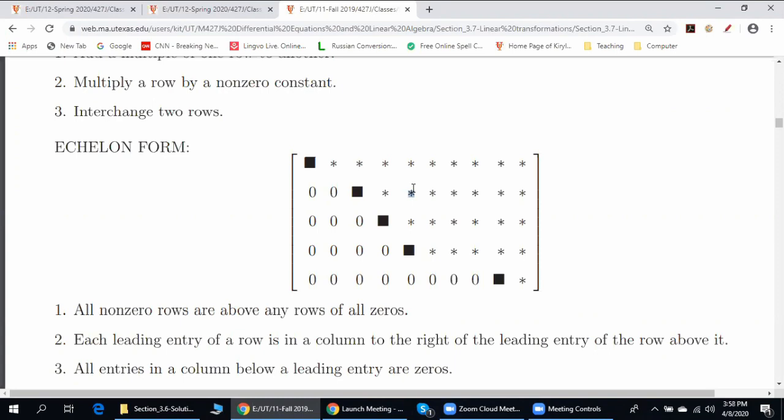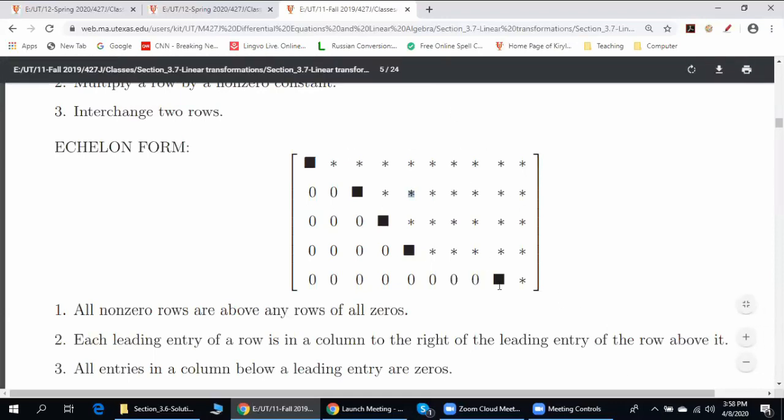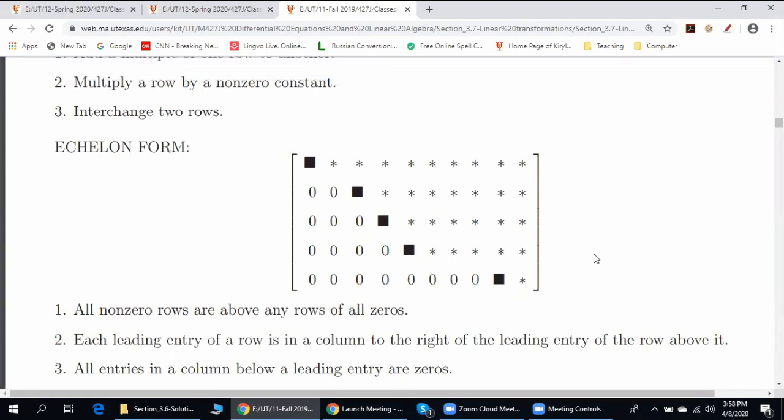This is one of the goals of elementary row operations, to come up with so-called echelon form. Echelon form satisfies the following properties. Number one, the next black square is necessarily to the right from the previous black square. Number two, below and to the left from each black square, we have necessarily zeros.